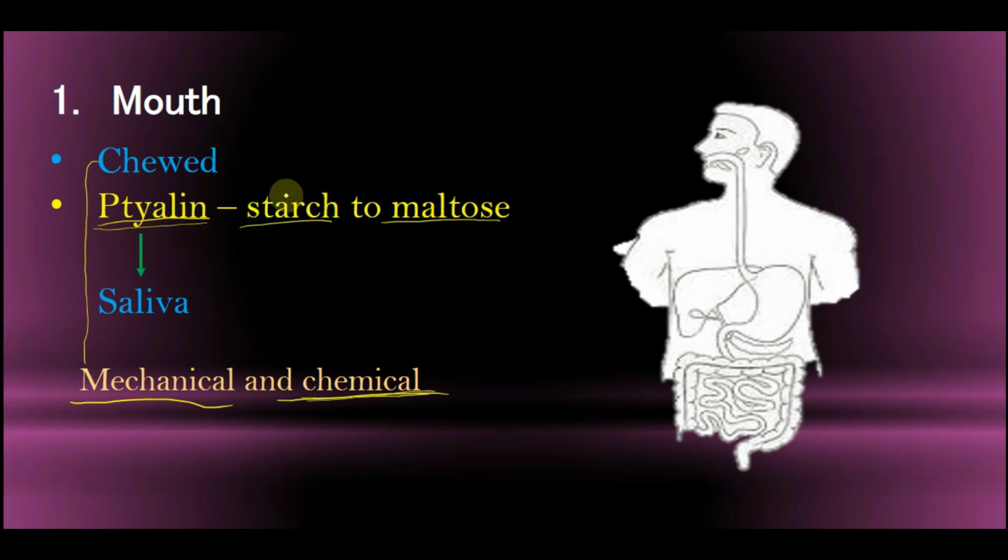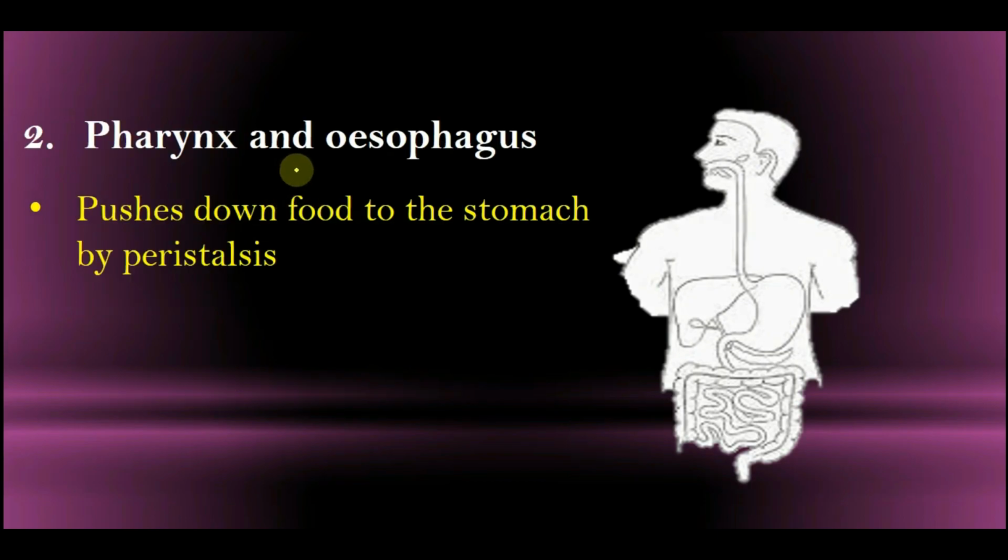The food is then swallowed into the esophagus through the pharynx. So, from the mouth, the food passes through the pharynx down to the esophagus. And the main function of the esophagus is that it pushes food down to the stomach. So, this is the esophagus, and the pharynx is somewhere here.